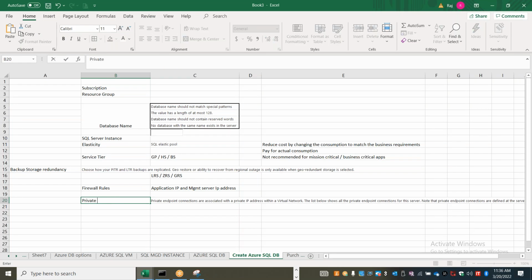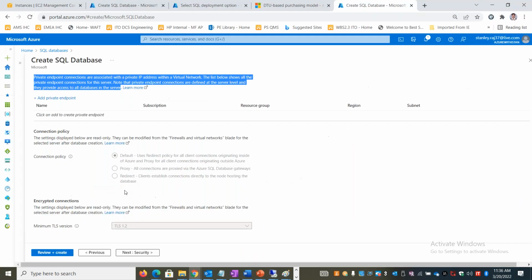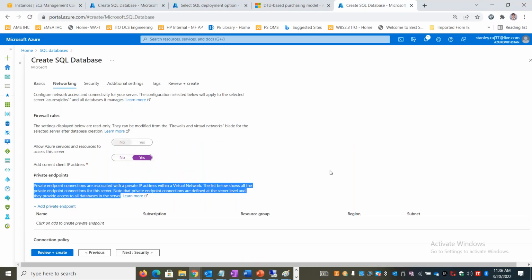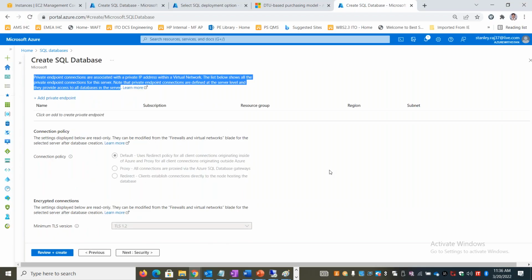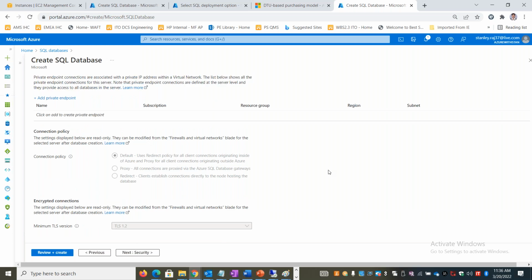So private endpoint will block all the access from the internet. You will be able to access only from within your Azure platform. So outside access will be blocked. Okay, if you want to have that thing, you can enable it.